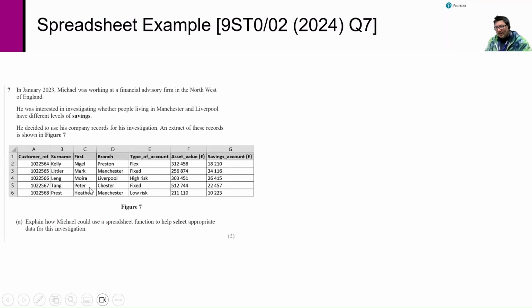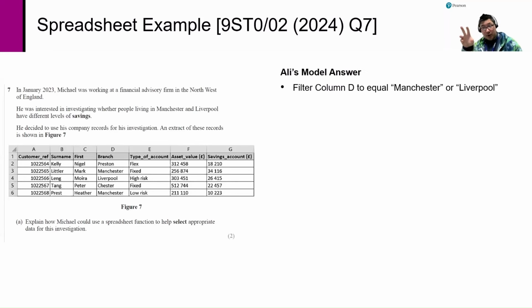Okay. So here's an example. This was an example from last year, actually. This was in paper 2 last year. And the question was simply, how could you use the spreadsheet function to help select appropriate data for this investigation? So my model answer, this is what I wrote down the very first time I saw it. Again, we'll go bullet points.